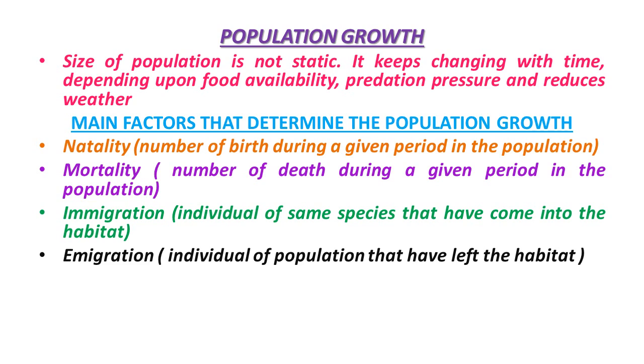So simply we can now understand the main four factors which determine population growth: natality, mortality, immigration and emigration. Out of these four processes, natality and immigration contribute to an increase of population density, and the remaining two, mortality and emigration, contribute to a decrease in population density. So overall we understand the processes or factors involved in population growth.